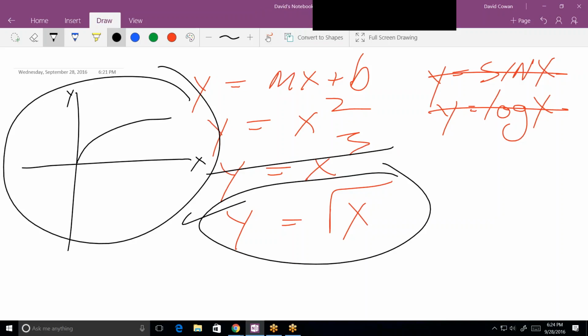So let's just use this as an example, okay? So I'm going to say f of x equals square root of x. Now tell me what this means.